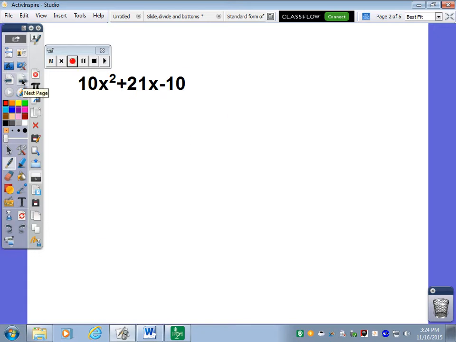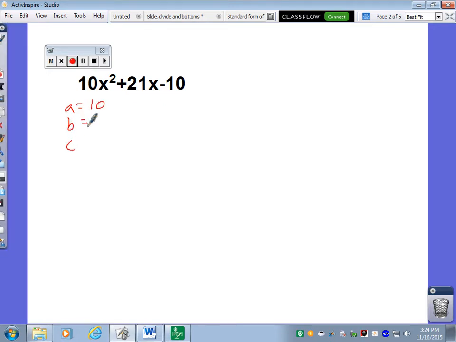10x squared plus 21x minus 10. Write down your ABC step. Is there a greatest common factor? No, there is not. So we go immediately to diamond math. A times c is negative 100. What it should add up to is 21. That's the b. So what multiplies to negative 100 and adds up to 21?